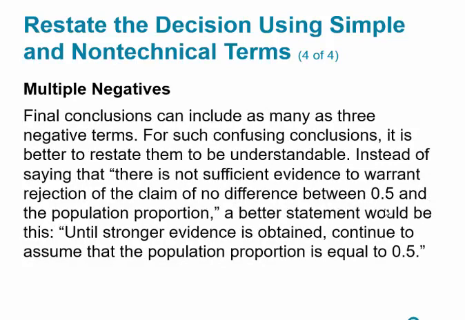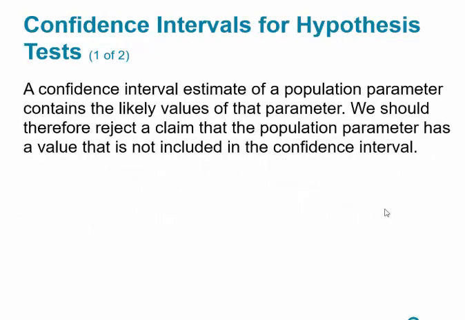Sometimes they use multiple negatives. Final conclusions can include as many as 3 negative terms. For such confusing conclusions, it is better to restate them to be understandable. Instead of saying that there is not sufficient evidence to warrant rejection of the claim that there is no difference between 0.5 and the population proportion, a better way would be: until stronger evidence is obtained, continue to assume that the population proportion is equal to 0.5.